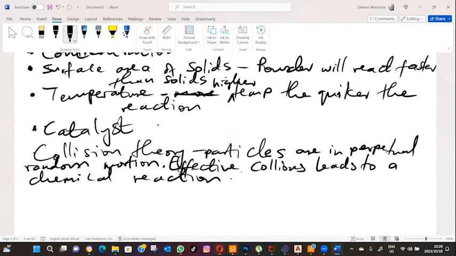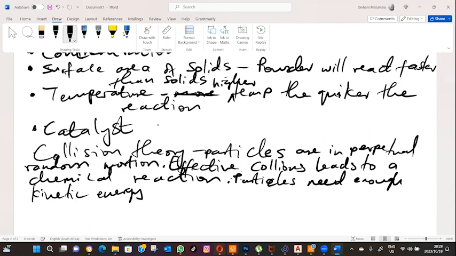Now, this means that the particles need enough kinetic energy plus correct orientation of particles in order for them to react. Okay, that's it.